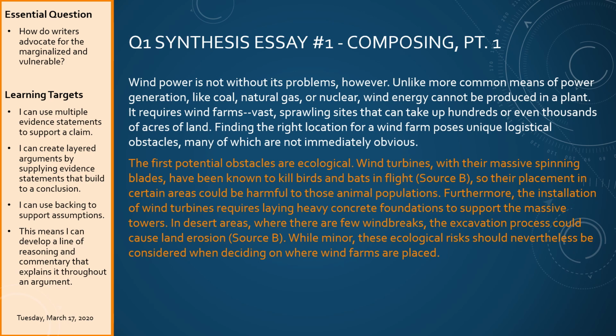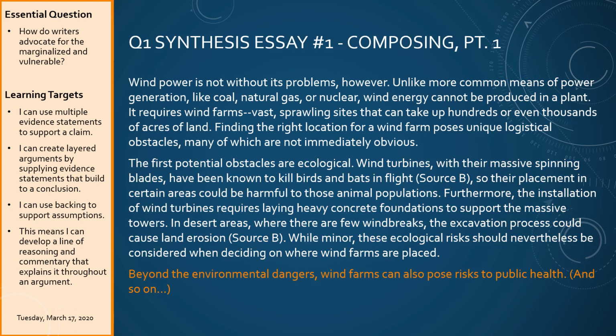All right, and here is that next paragraph dealing first with environmental obstacles. The first potential obstacles are ecological. Wind turbines with their massive spinning blades have been known to kill birds and bats in flight, from source B. So their placement in certain areas could be harmful to those animal populations. Furthermore, the installation of wind turbines requires laying heavy concrete foundations to support the massive towers. In desert areas where there are few windbreaks, the excavation process could cause land erosion, from source B. While minor, these ecological risks should nevertheless be considered when deciding on where wind farms are placed.